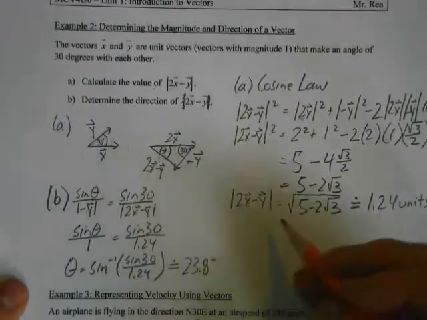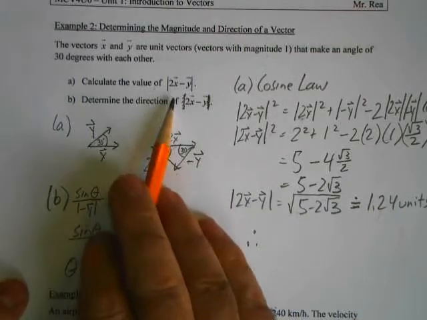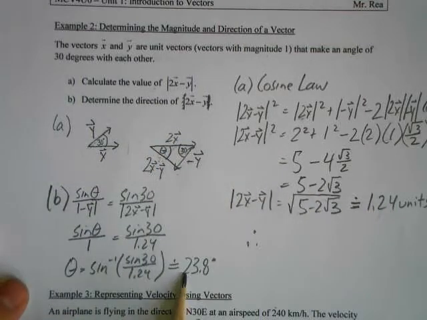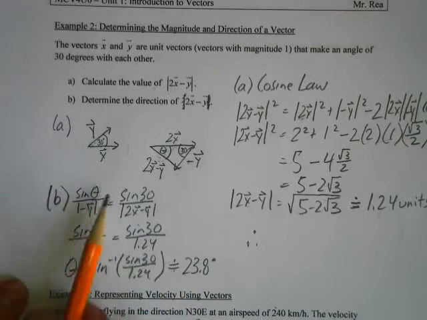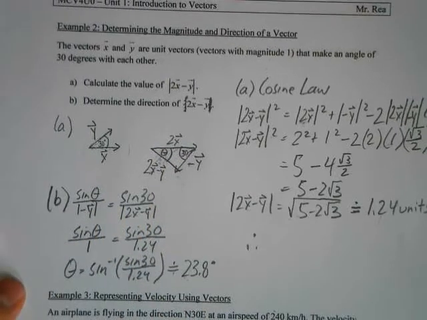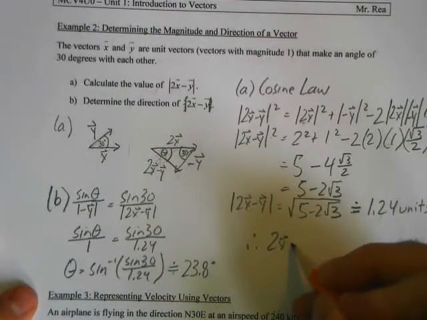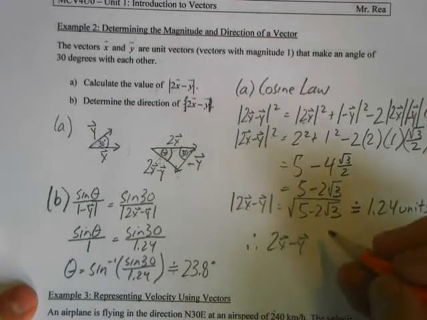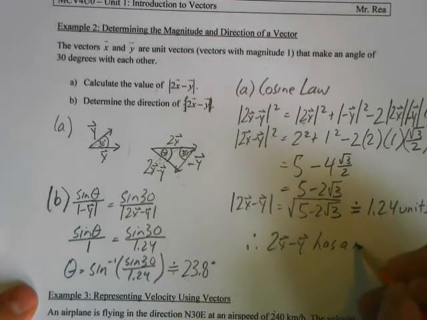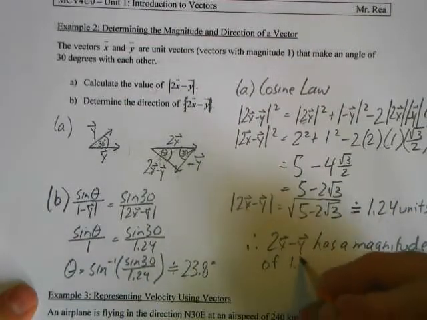So therefore, we've got the magnitude of the 2x minus y, and we've got the direction of it. Now that direction is not like a bearing, it's an angle related to 2x. So now this is how we would word it. 2x minus y has a magnitude of 1.24 units.